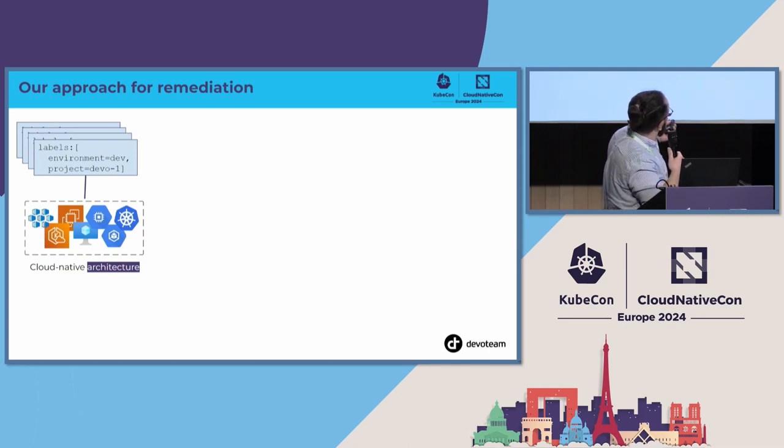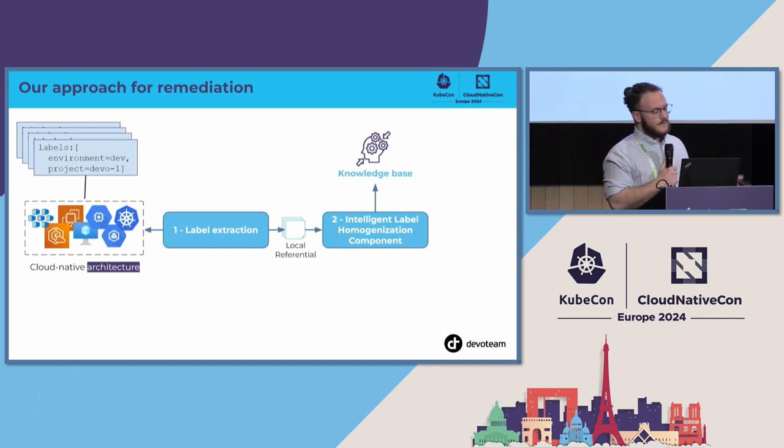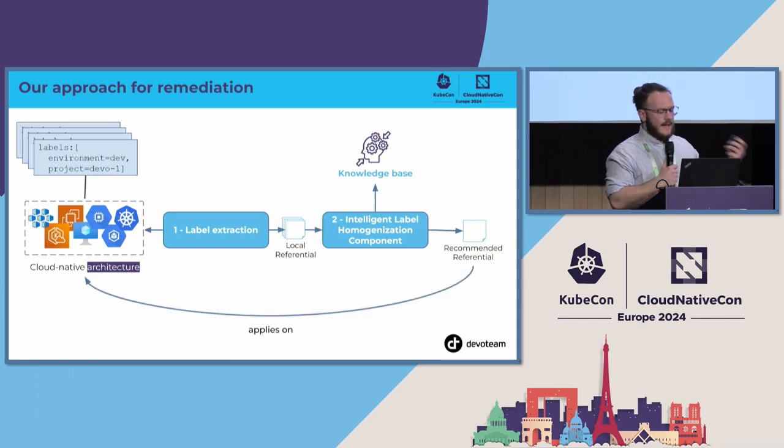The first one, so this is your cloud native architecture, which is defined with bad labeling. You will start by extracting labels from that. You will get a local referential, which is the aggregation of all your resources, all the technical characteristics, the names of your resources, and the labels you defined, which will be input into our intelligent label homogenization component, which will be based on the knowledge base. Based on this component, we will have a recommended referential, which will be the correction and homogenization and the actions to apply on the cloud native architecture to get homogeneous labeling in our cloud native architecture.